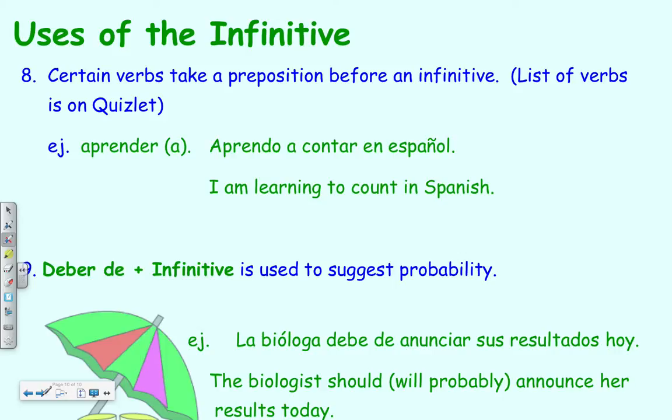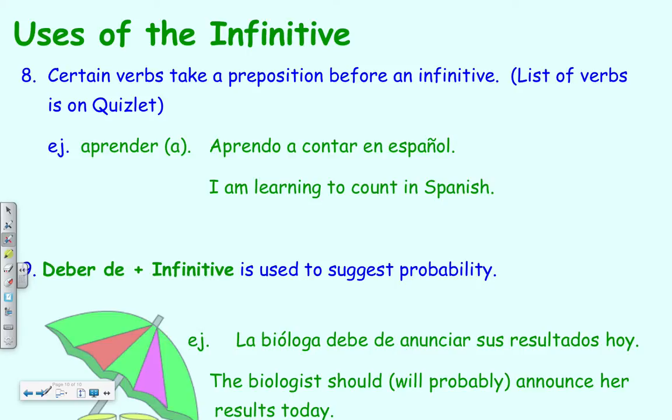And there are certain verbs that require a preposition after them. Oh no. So A, you have to use an infinitive after a preposition, and B, you have to use a preposition after specific verbs. What verbs? Well, go look at Quizlet. There is a list of infinitives that take prepositions on Quizlet. You might have to search for it, but it's there. I've put it up there before.